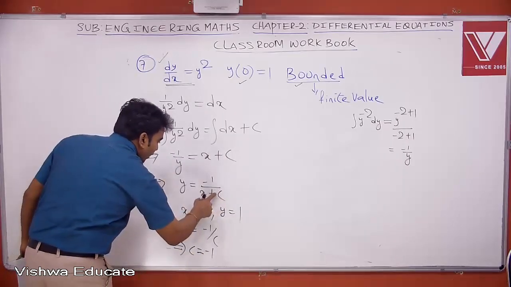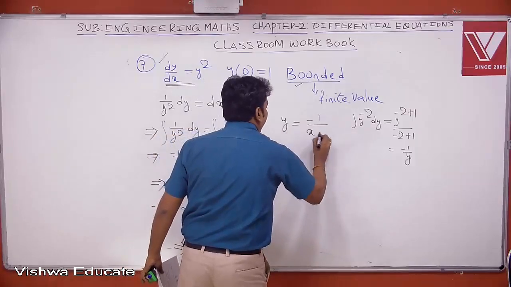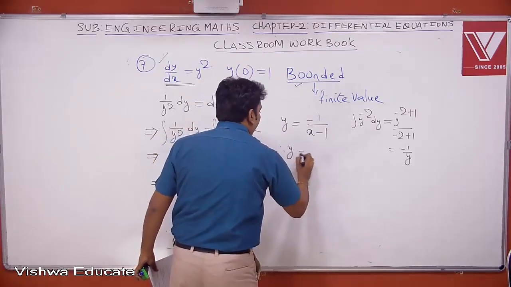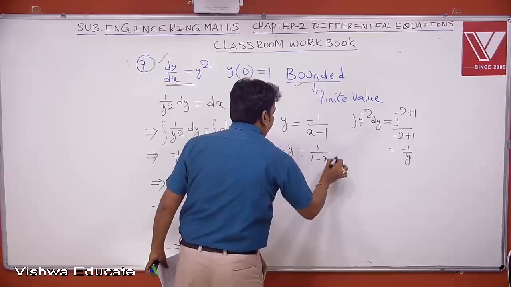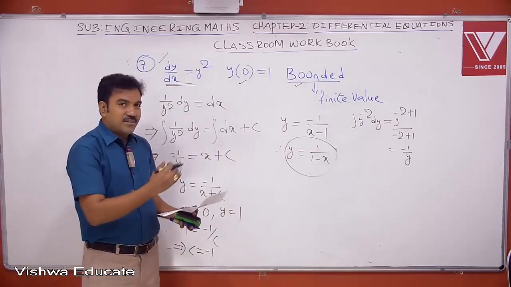Therefore, replace c by minus 1 here. We get y equal to minus 1 by x minus 1. Therefore, y equal to 1 by 1 minus x. Now, this is my particular solution. You can easily get this now.